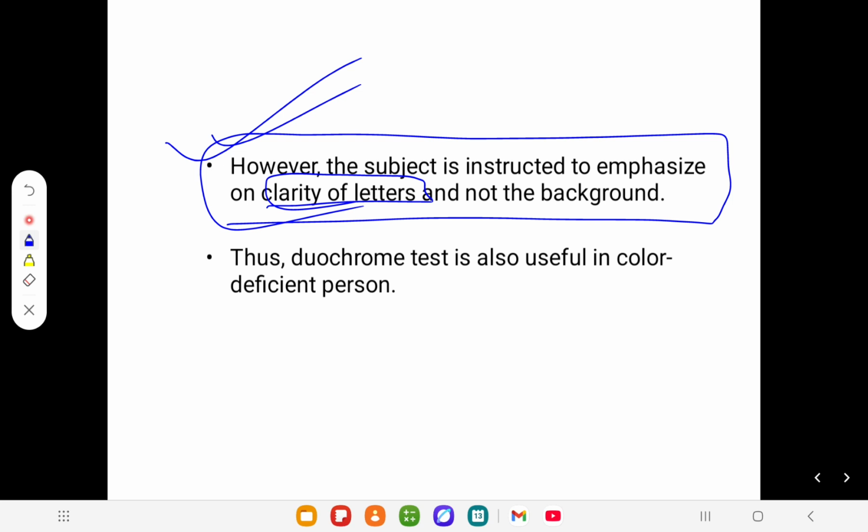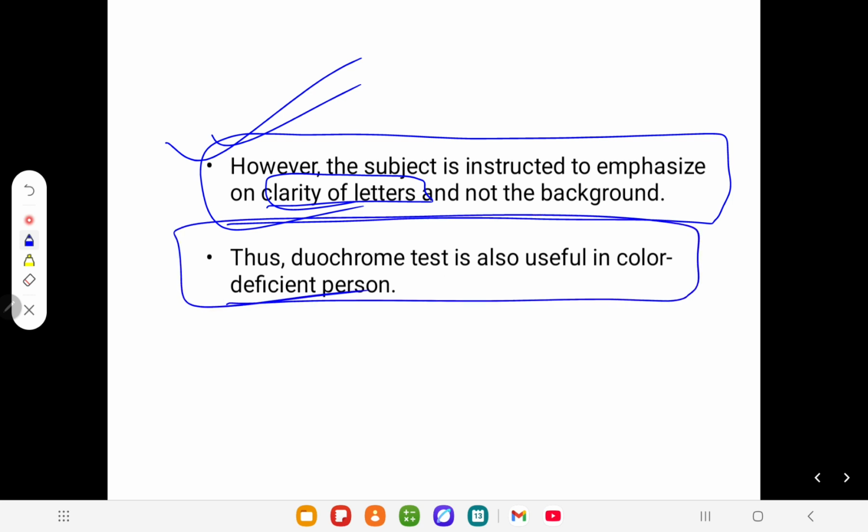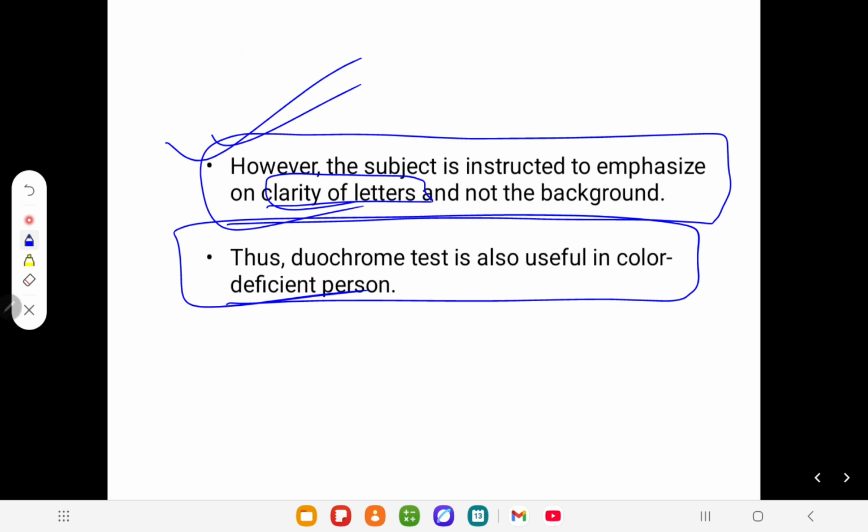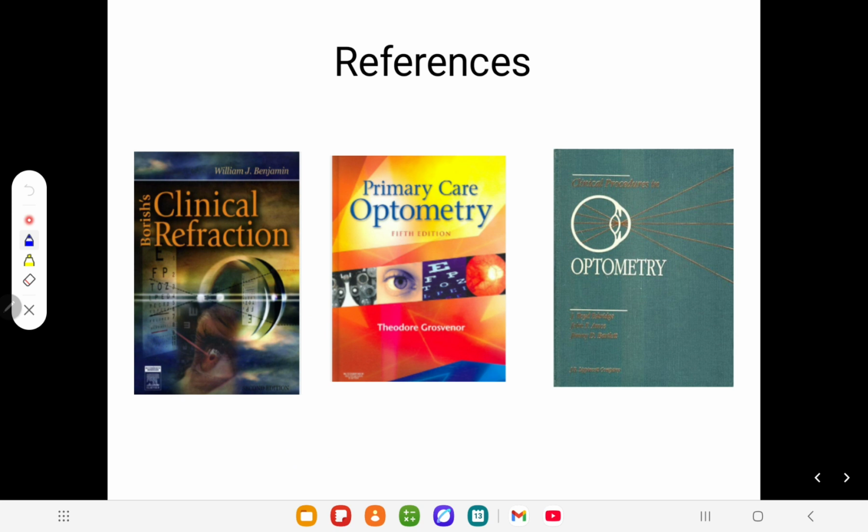So the Duochrome test is useful in color deficiency patients. It's useful, definitely. It's about the letters' clarity, not about the background. So no matter which color deficient patient, it's difficult in case of protanopic, but it's not that you cannot do it. You can do the Duochrome test in any color deficient patient. You can do it, but it is going to be a little bit more difficult than with a trichromatic patient. Okay, so that's it for the second step.